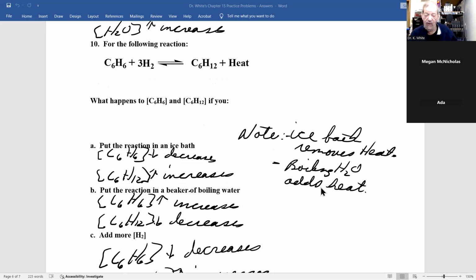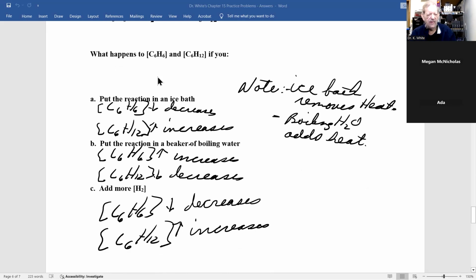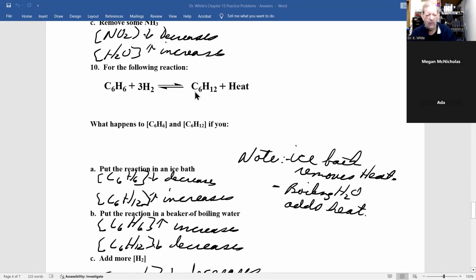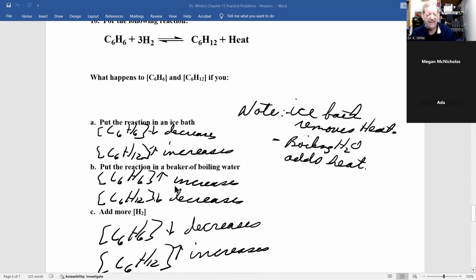Boiling water or hot water adds heat. At equilibrium, there was a certain amount of heat. Now there's too much. We've added more and it says, oh no, I have too much heat. I'm under stress. And how do you get rid of the excess heat? It reacts with C6H12 to make more, going the reverse way, C6H6 plus hydrogen gas. So what happens to C6H6 concentration? Well, if we're going to make more of it, it increases.